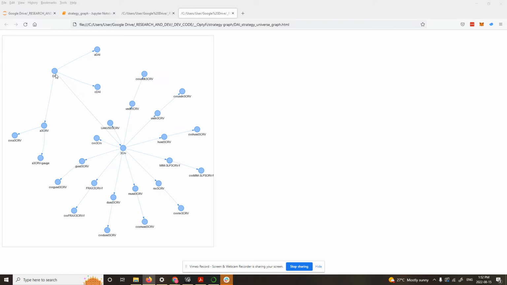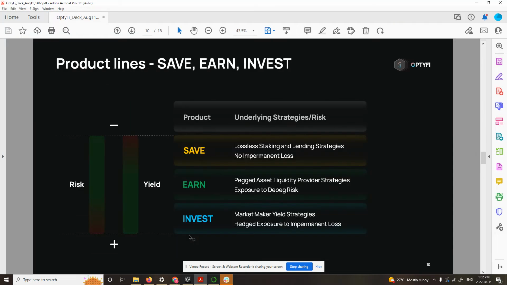So you can now say, what are all the safest DAI strategies? In fact, that's how we do it. We basically have a risk framework that goes something like this. The lowest level of risk is our save vaults. Then we have earn, and then we have invest. And as the risk is going up, obviously your yield is going up.